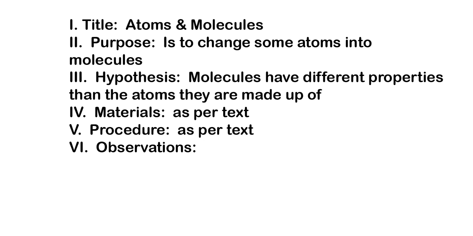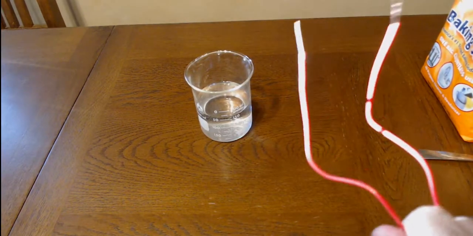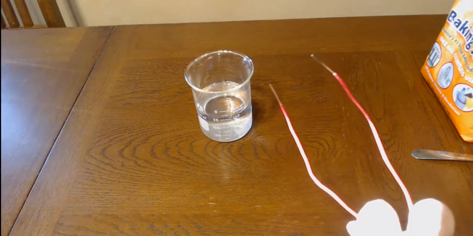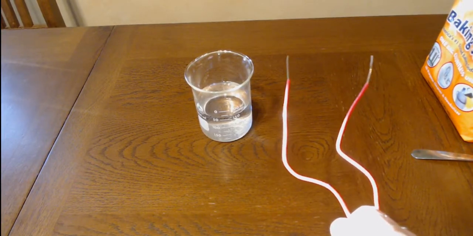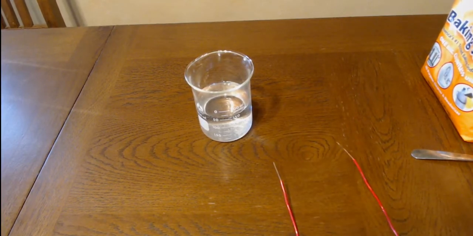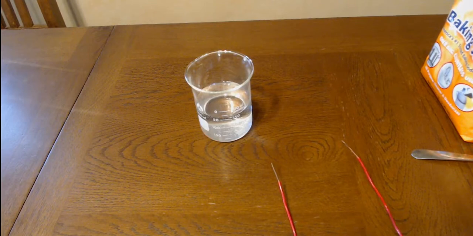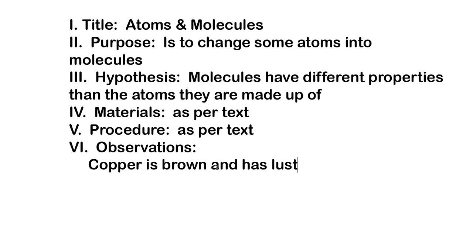First observation. If we look at our wire, let's see if we can get a decent picture of it here. Webcam's not great at really close shots, but you're familiar with copper. Guess what color copper is? It's kind of a brownish color. You'll notice it's kind of shiny and has luster. So we're going to record a couple of the properties of copper. Let's go back to your lab and let's see. Copper is brown and has luster. That's a science way of saying shiny. So, okay, copper is brown and has luster.